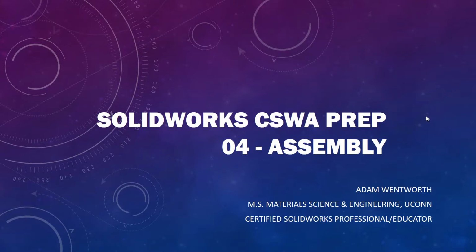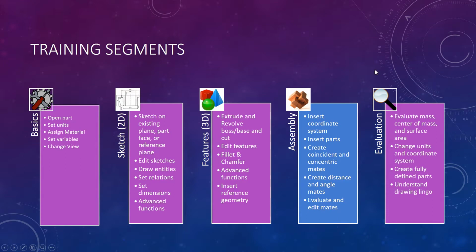Welcome to the fourth module of the Solidworks Associate Prep. This module is based on the assembly of multiple parts. So what we're going to do is work on the essential parts of the exam, which are inserting a coordinate system, inserting several parts to be assembled together, creating what's called coincident and concentric mates, creating distance and angle mates, and then evaluating the mates and being able to edit them if there are any problems.